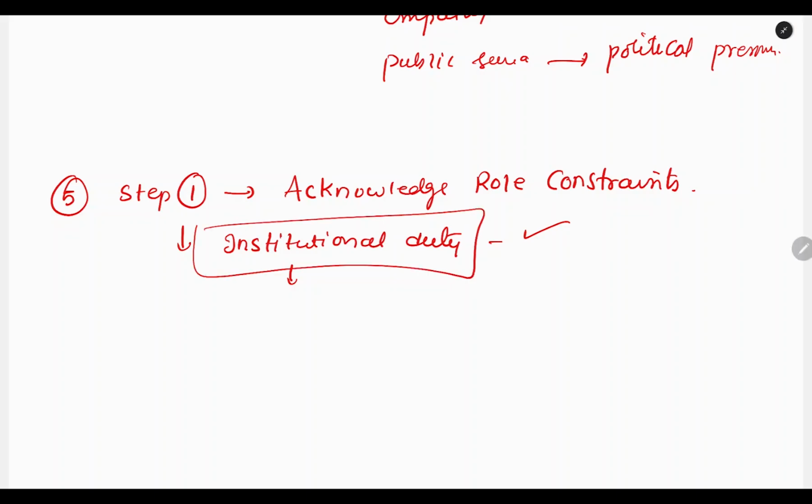This immediately signals role clarity. So you are clarifying your constraints, right? First step we have it. Second step, introduce moral sensitivity. You just clearly introduce moral sensitivity, right? Now humanize the role. Okay.